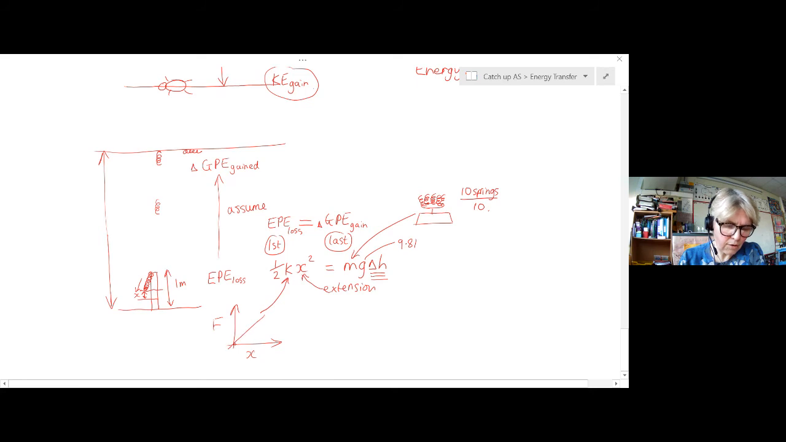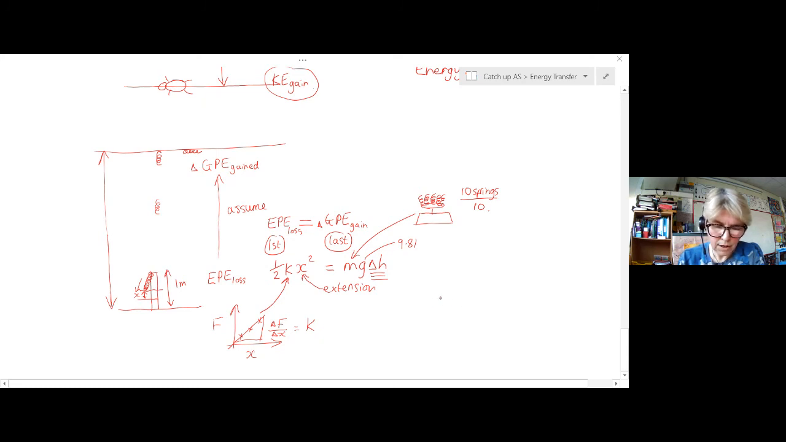And then k. Now you're going to have to work out k by using force against extension for a set of weights, from 1 newton all the way through to 6 newtons, to plot a graph to find the gradient. So the change in F over the change in x will give you the spring constant k. And once you've got that, you can put it into the equation, and we can rearrange it to find the change in height.